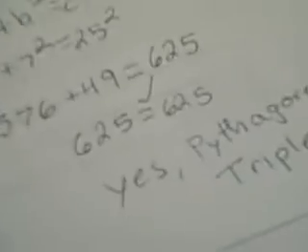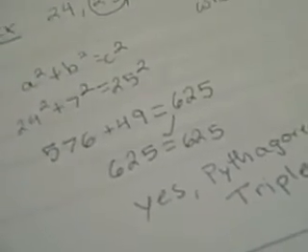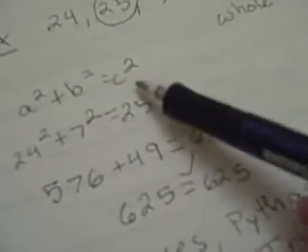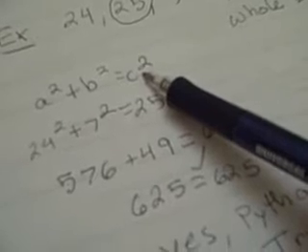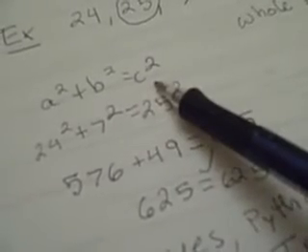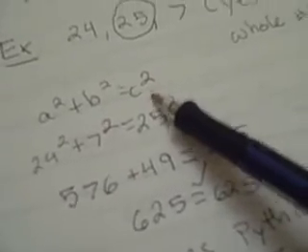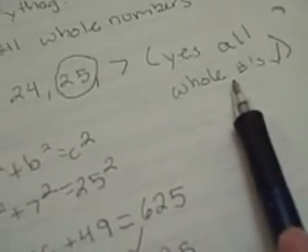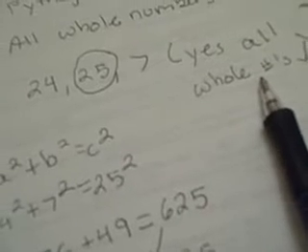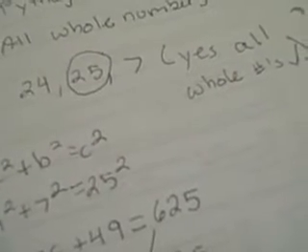Okay. To recap, to determine if something forms a right triangle, you're only plugging it in to the Pythagorean theorem and checking to see do the two sides equal each other. If you also are checking for a Pythagorean triple, you have to make sure that you also have all whole numbers. Let's look at one more example where we have a right triangle but not a Pythagorean triple.